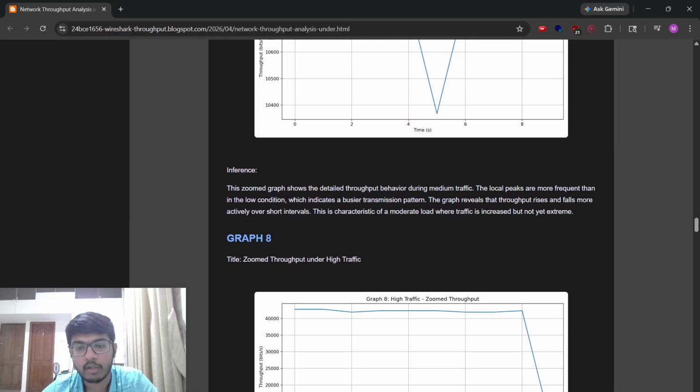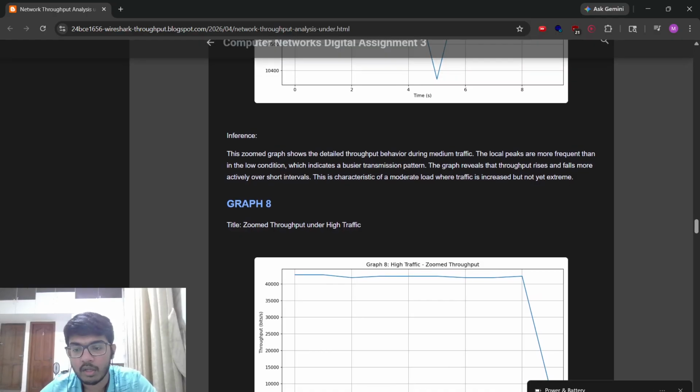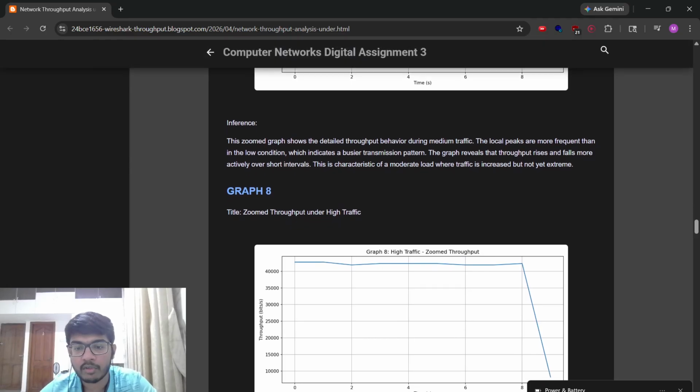Graphs 5 to 8 are zoomed versions of the four traffic conditions. These are useful for observing short interval behavior more clearly. The zoom graphs show that low traffic remains controlled, medium traffic becomes more active, and high traffic produces denser short-term fluctuations.